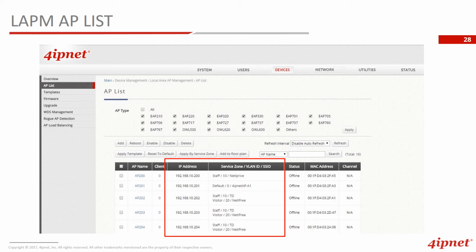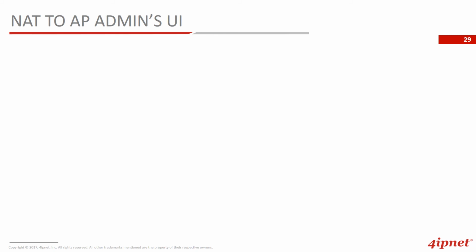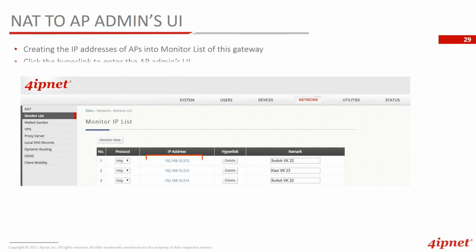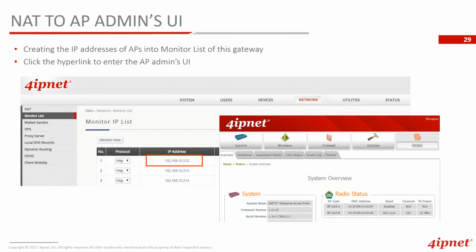So this is an overall view of a LAPM AP list. One main difference between the LAPM and WAPM AP list is that you can't access the AP's UI directly via the LAPM AP list. On the other hand, you can see the channels of each AP. When APs are under NAT, there is a way to access the AP's UI. You can go to the WHG's Monitor IP list and input the IP addresses of the managed LAPM APs, select the protocol, and then click the hyperlink, and it will take you to the AP's UI shown in the screenshot.